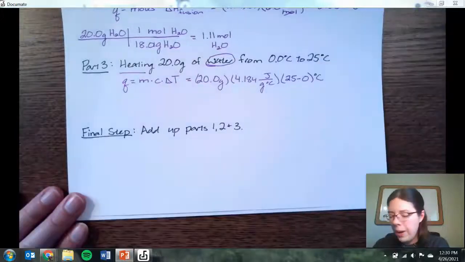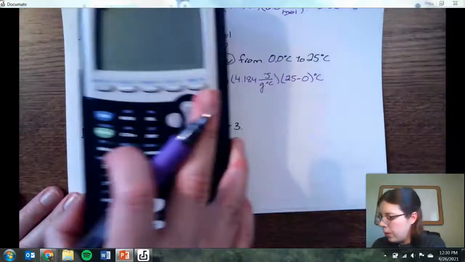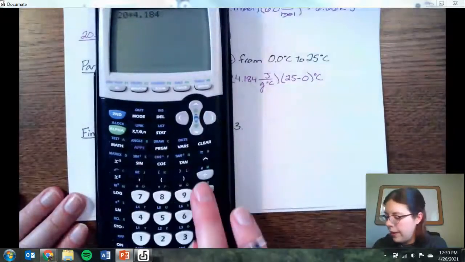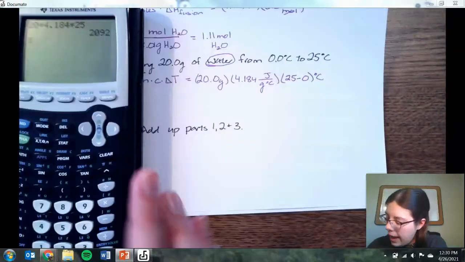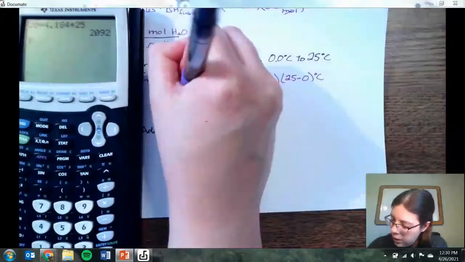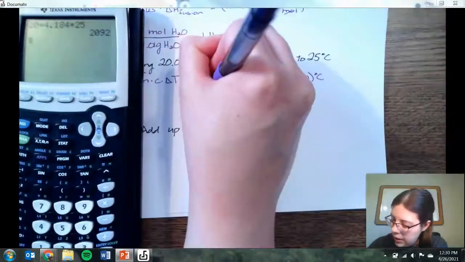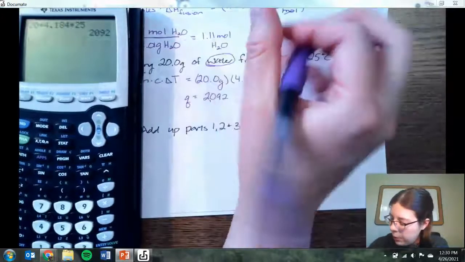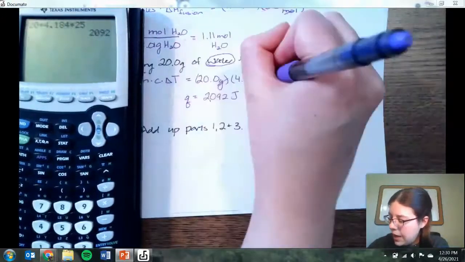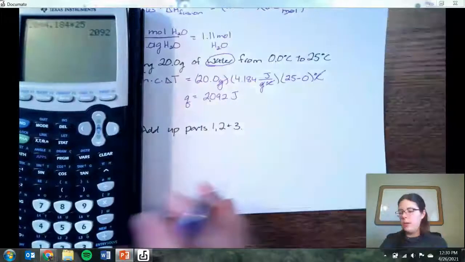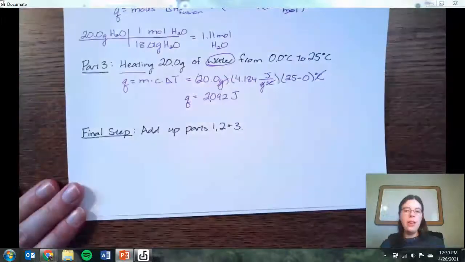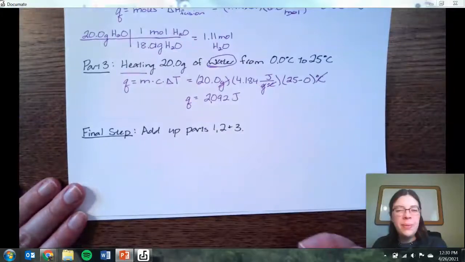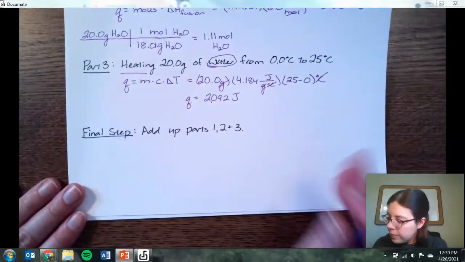Okay, so now we're going to go ahead and multiply those three numbers together. 20 times 4.184 times 25. So that gives us a Q of 2092. And again, we're going to have joules because grams and degrees Celsius cancel out. Okay, so now we have each of the individual parts and pieces. So the last thing we need to do is actually add these together.